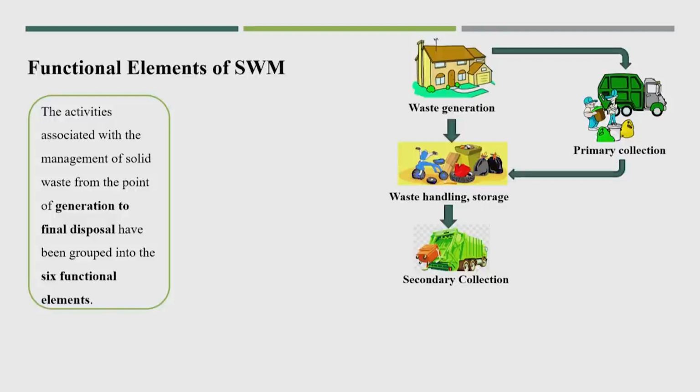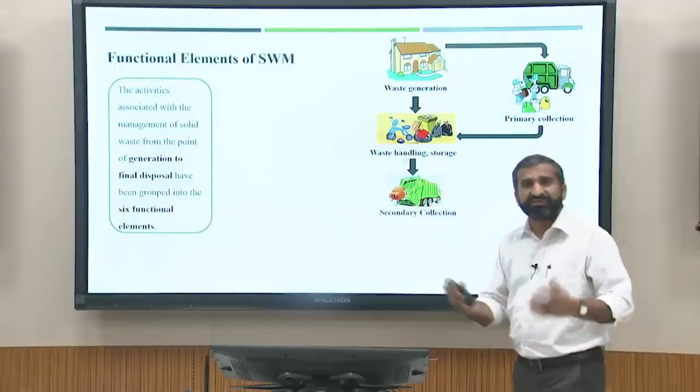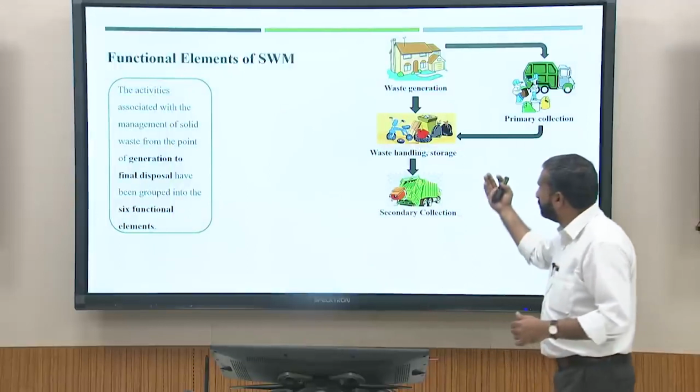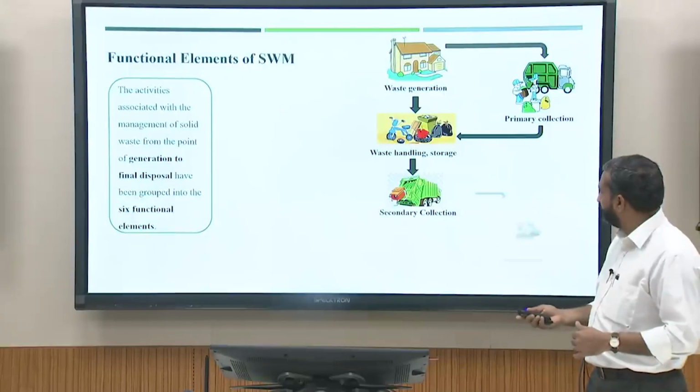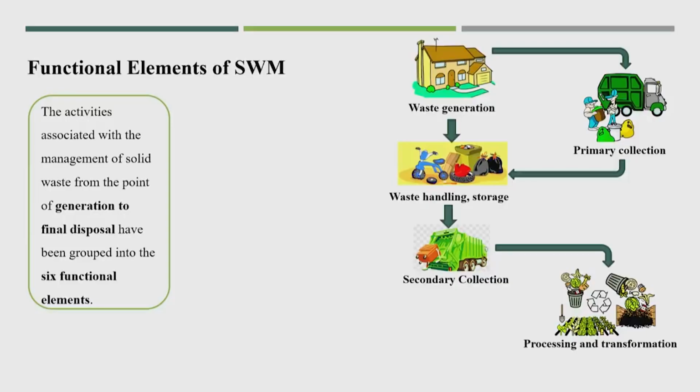The primary collection crew will dispose the waste into the dustbin area, and from the dustbin, bigger vehicles that can take 1 ton, 2 tons or 3 tons of waste will transport it from those storage areas to the disposal area. And the next functional element is processing and transformation.